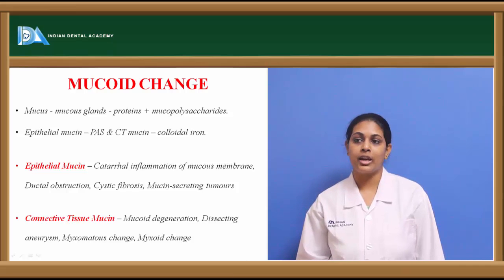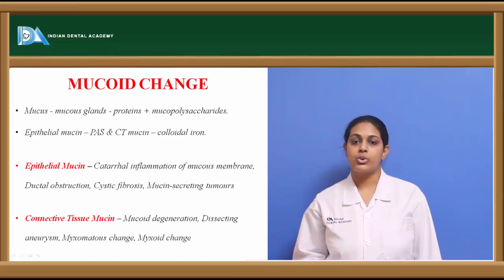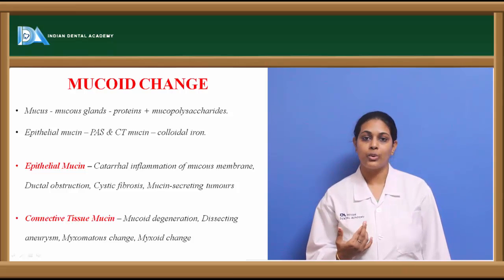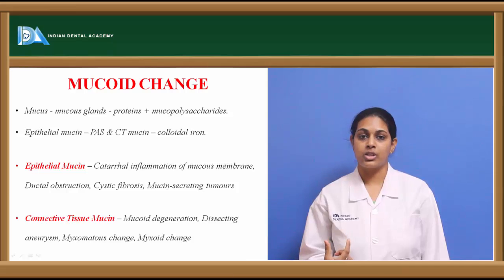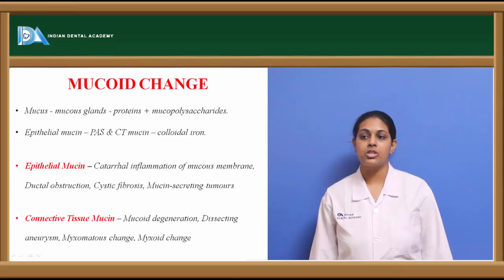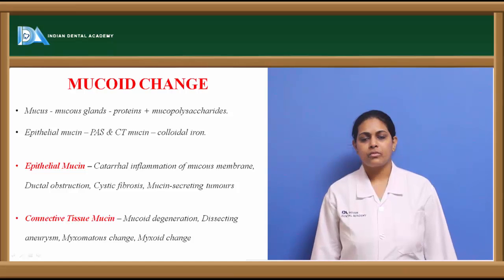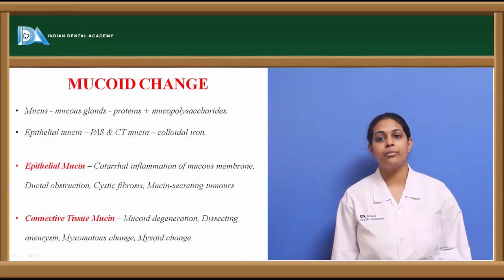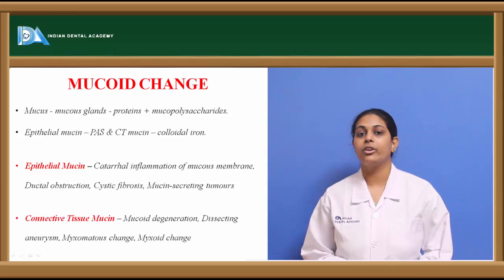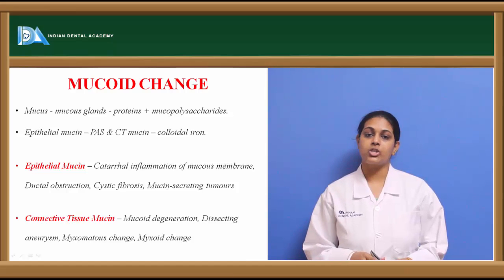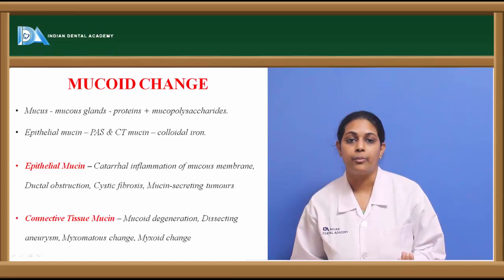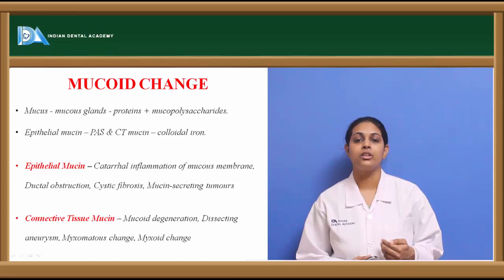And this epithelial mucin can be derived from catarrhal inflammation of the mucous membranes, in cases associated with the nasal mucous membrane, or otherwise ocular mucous membranes, or even in cases of ductal obstruction associated with the salivary glands, or cystic fibrosis, or otherwise mucus secreting tumors. Coming to connective tissue mucin, it can be derived from mucoid degeneration, or otherwise dissecting aneurysm, or in cases of myxomatous changes or myxoid changes. So these are the etiological agents for this particular epithelial as well as connective tissue mucin derivatives.